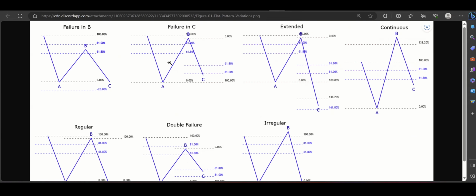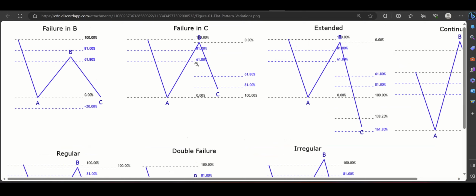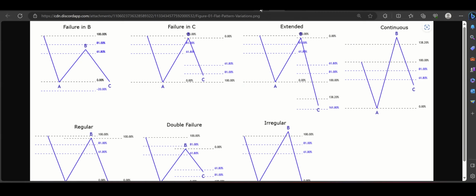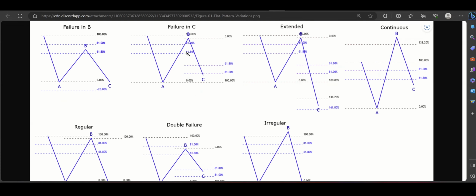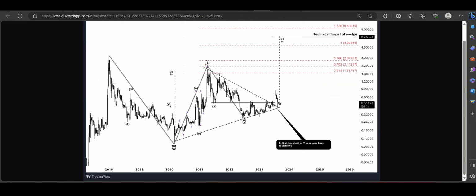Okay, now this is a failure in C. You see how your B wave fails to breach the top of your A wave and your C wave fails to breach the bottom of your A wave? Well, this is no different. Okay, now this may be a flat pattern. However, you still have that similar structure playing out.